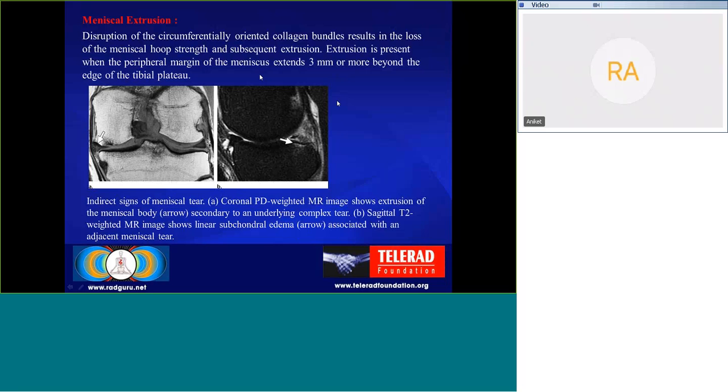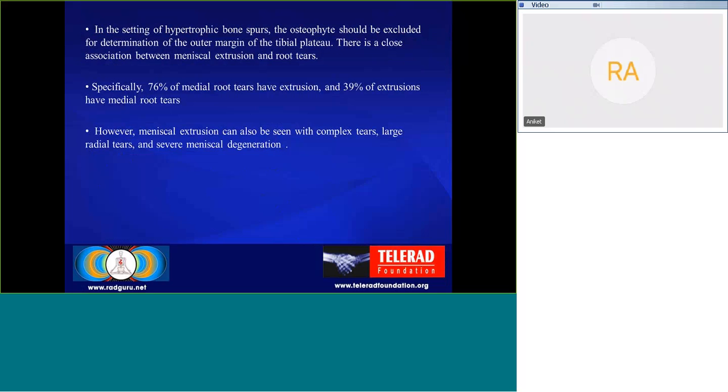Then disruption of the circumferentially oriented collagen fibers results in the loss of the meniscal hoop strength and subsequent extrusion. Extrusion is present whenever the peripheral margin of the meniscus extends 3 millimeters or more beyond the edge of the tibial plateau. So whenever the meniscus is extruded more than 3 millimeters beyond the tibial plateau, we call it an extruded meniscus. That is an indirect sign of the meniscal tear.